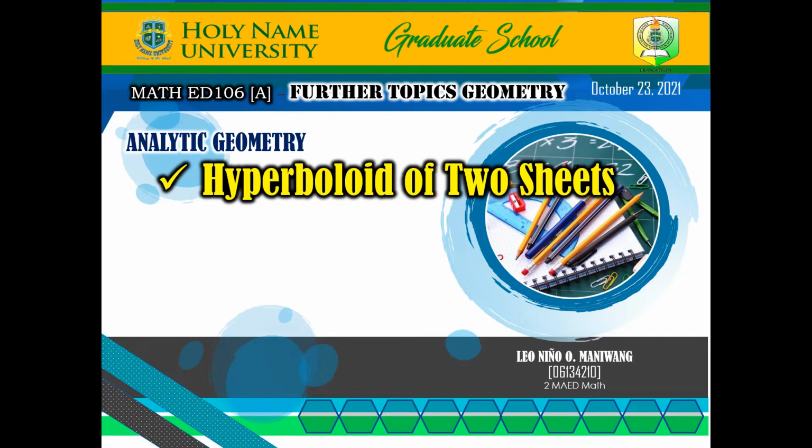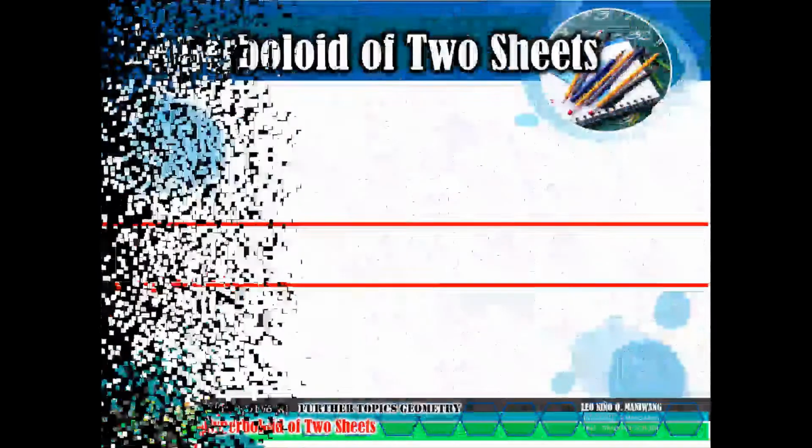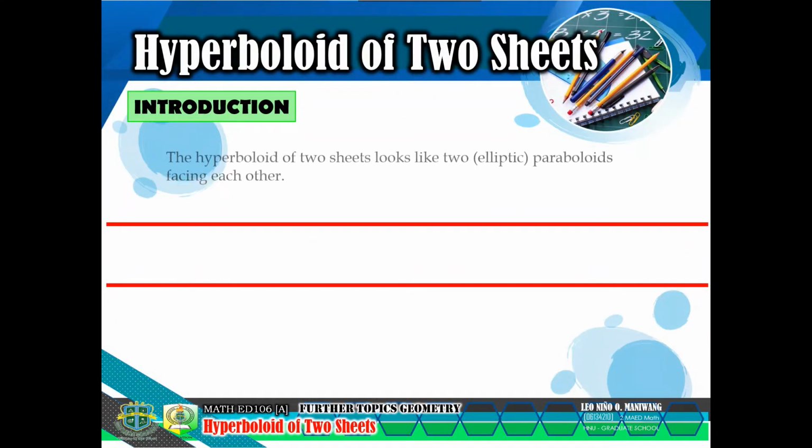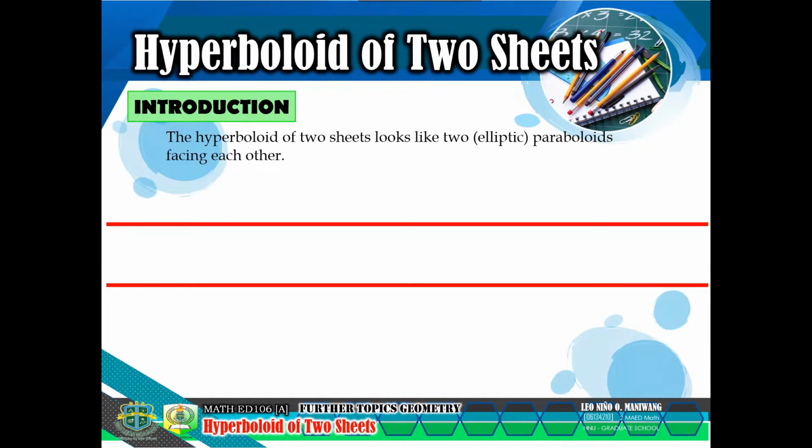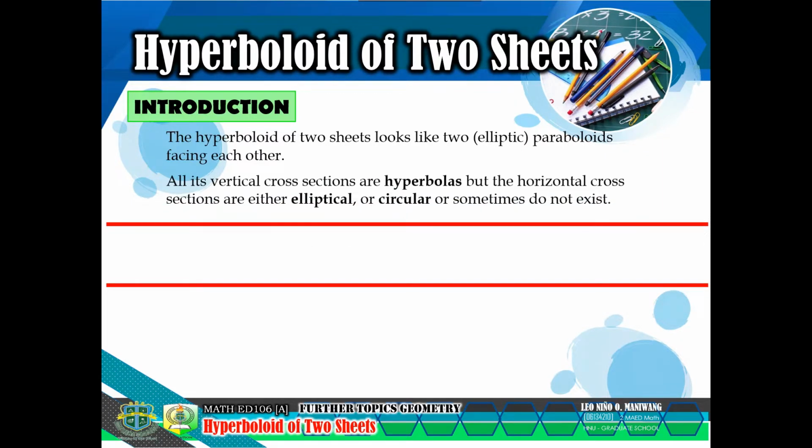I am Leo Nino O. Maniwang, a student of Holy Name University Graduate School, and in this video, we will discuss the hyperboloid of two sheets. A hyperboloid of two sheets looks like two elliptic paraboloids facing each other. All its vertical cross-sections are hyperbolas, but the horizontal cross-sections are either elliptical or circular or sometimes do not exist.